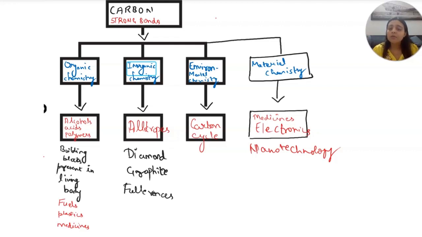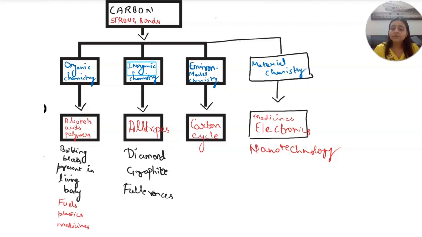Then we will talk about environmental chemistry. There is a carbon cycle we are all aware of. And then comes material chemistry. All the medicines, all the electronics, all the nanotechnology are filled with carbon compounds. We are going to study them one by one.